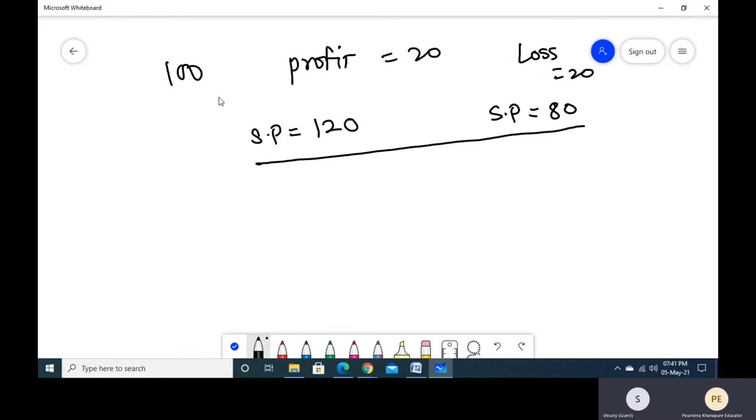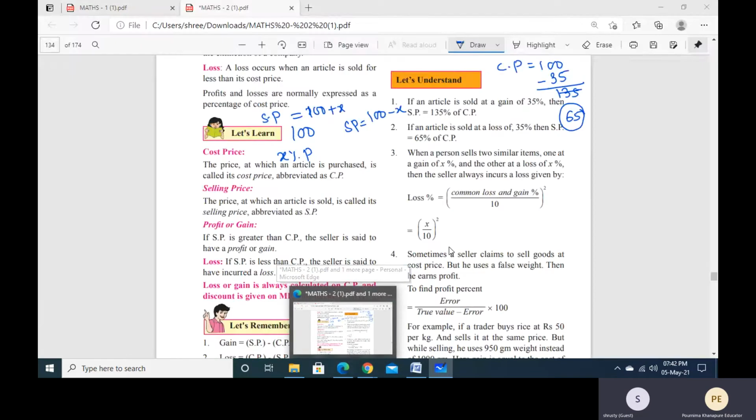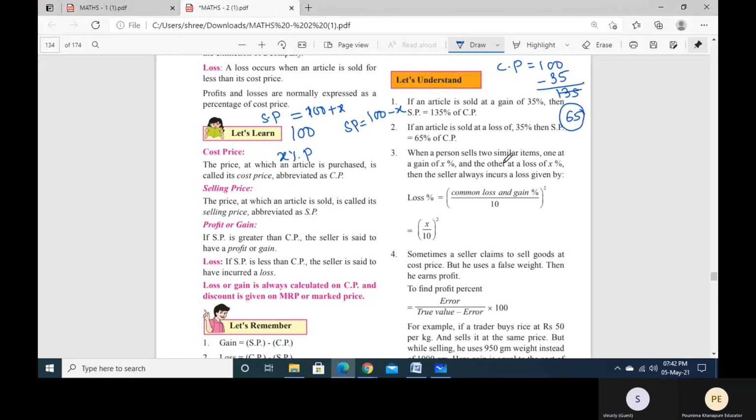It means that if we are losing 20 rupees here, then we are gaining 20 over there. It seems like we are gaining 20% and losing 20%. That means it's level? No, it's not level. Every time he has a loss in this type of question. It seems neither loss nor profit because nothing affects anything, but we can't say like this because he is selling two similar items, one at the gain of X%, another at the loss of X%.